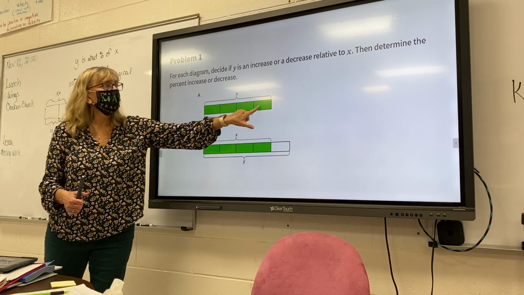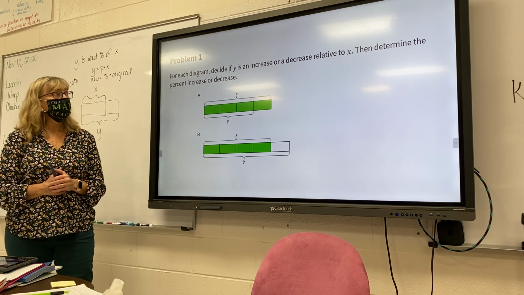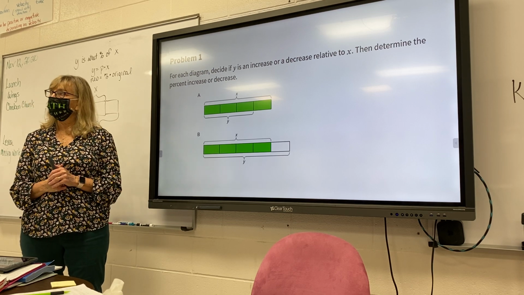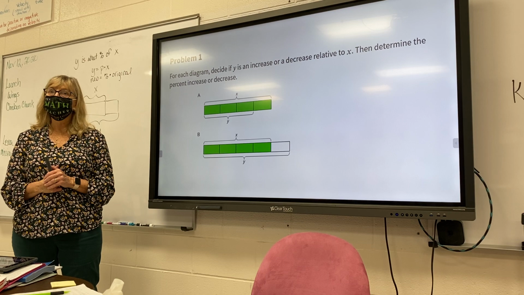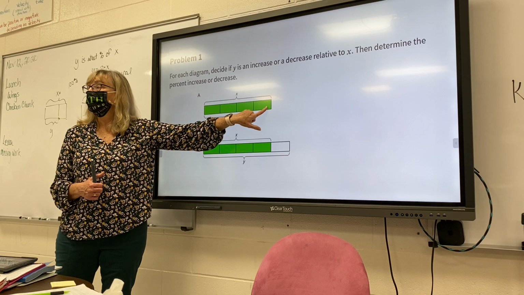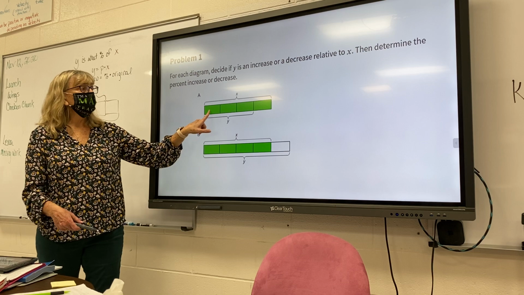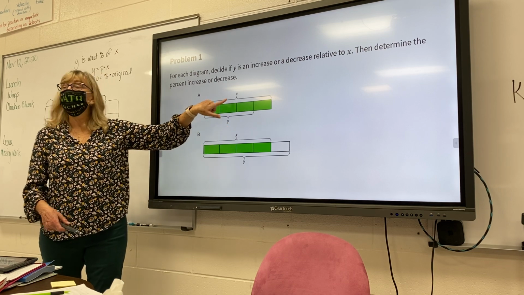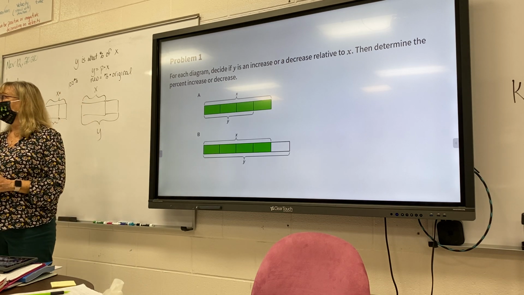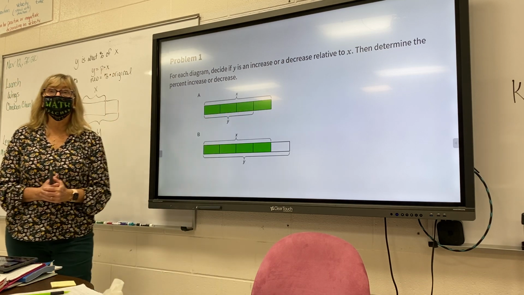Is Y an increase or a decrease to X? Well, X is this whole thing. Is Y bigger or smaller? Smaller, so would that be an increase or a decrease? That's going to be a decrease. Can you tell me by what percent it's decreasing? 25%, because each one of these is 1/4, which is 25%. Going back to what we did on Tuesday, this is Y is 3/4 of X, or 0.75 of X, or 75% of X. So the decrease is 25%.